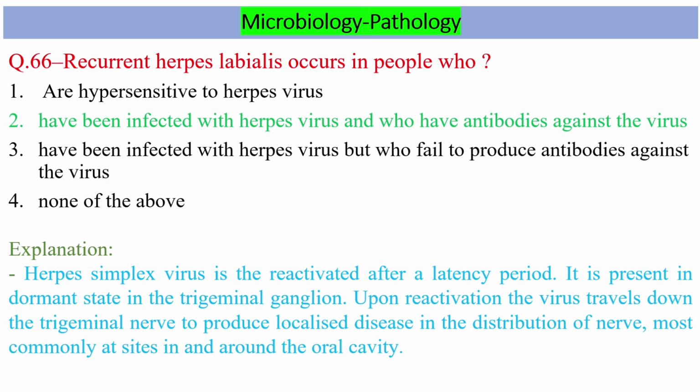Herpes simplex virus is reactivated after a latency period. It is present in a dormant state in the trigeminal ganglia. Upon reactivation, the virus travels down the trigeminal nerve to produce localized disease in the distribution of the nerve, most commonly at sites in and around the oral cavity.